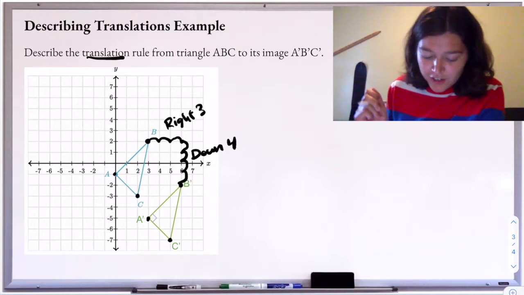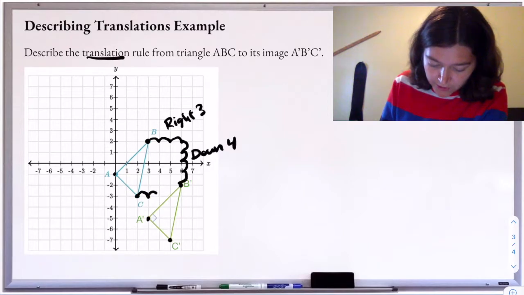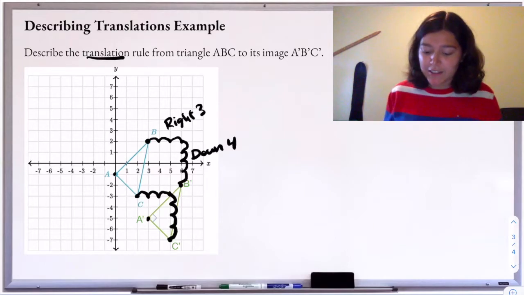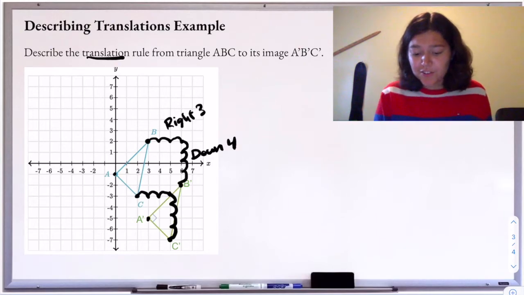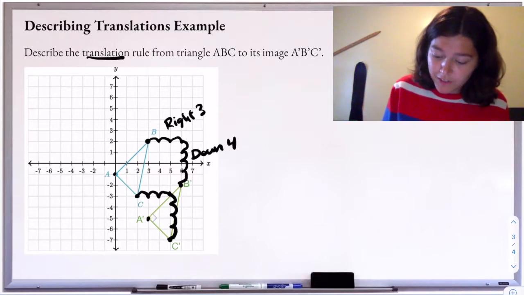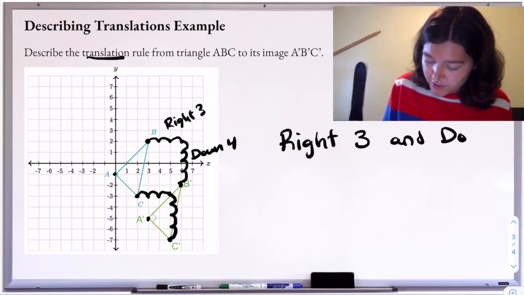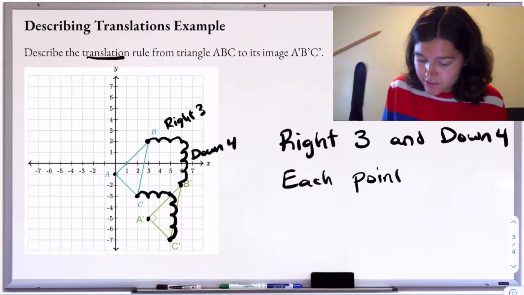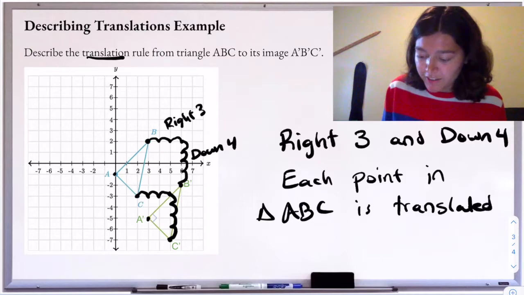All right, let's quickly check that that works for one of our other pair of points. We'll do it for C. So if I have C and then I go right 1, 2, 3, and then down 1, 2, 3, 4, I'm also going to end up at C prime. And the same would be true for A as well. So all I need to do to describe the translation rule is write that. I'm going to go right 3 and down 4. That's really it. Each point in triangle ABC is translated right 3 and down 4.